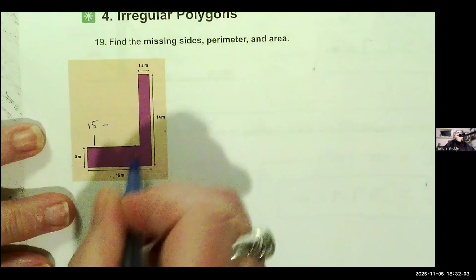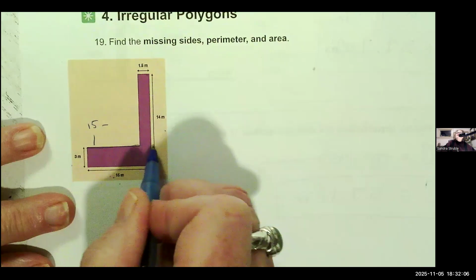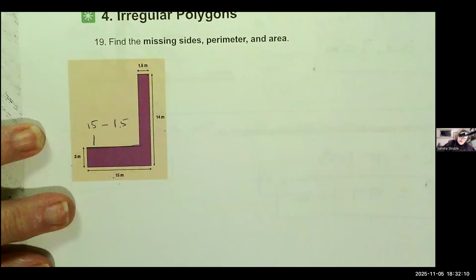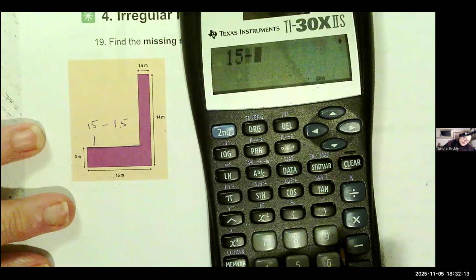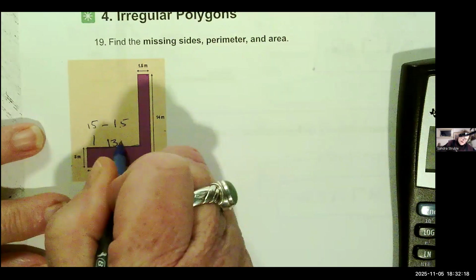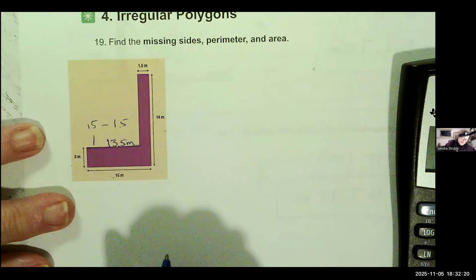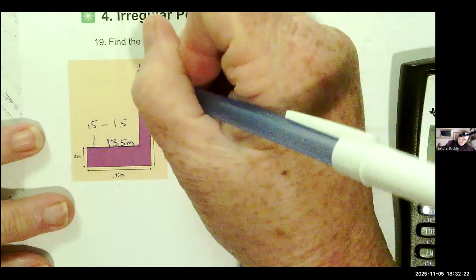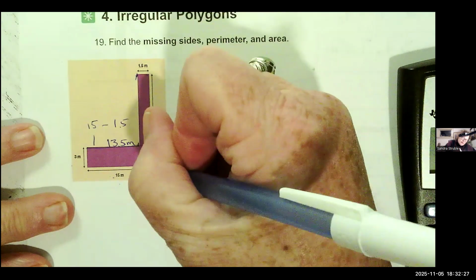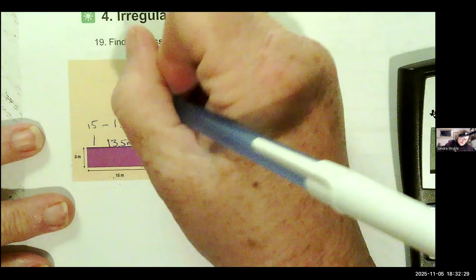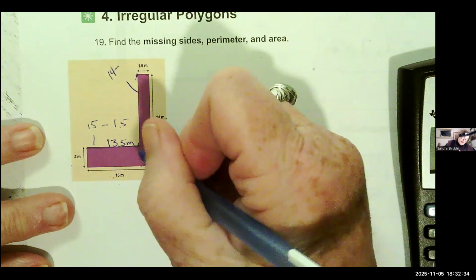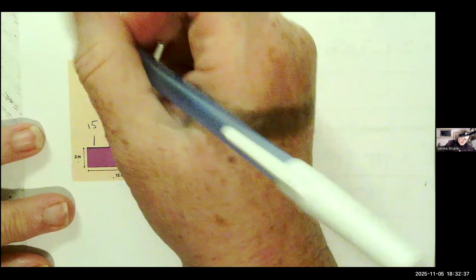What is the distance across? And that is 1.5. So 15 minus 1.5 is 13.5, the distance here, meters. All right, now we need to find the distance from here to here. Well, if it went all the way down to the bottom, it would be 14 meters, but it doesn't. So we have to subtract this part that's missing. And this part that's missing is 3. So 14 minus 3, this one is 11 meters.